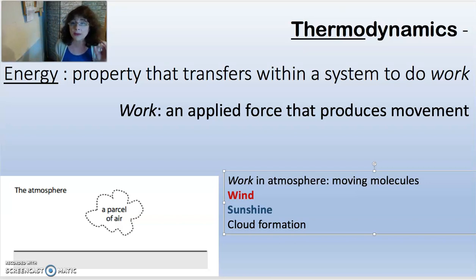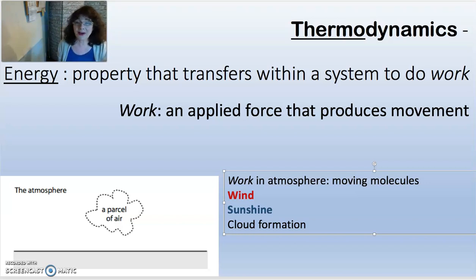So it's an enormously complicated system that we're working with, and we are transferring energy through that system at all times in order to do work when we are talking about thermodynamics. Well, what is work? Work is a force that is applied to produce movement in the system. Well, give me an example. An example of a force that produces movement in an atmospheric system is wind.